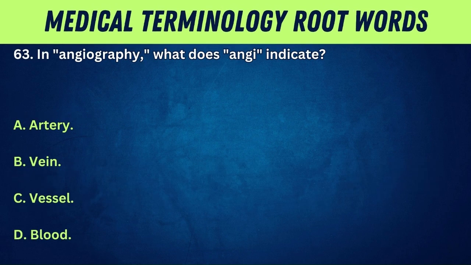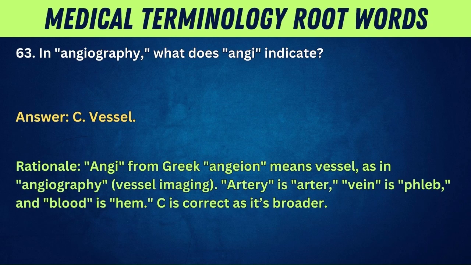63. In angiography, what does angi indicate? A. Artery. B. Vein. C. Vessel. D. Blood. Answer: C. Vessel. Rationale: angi from Greek angion means vessel, as in angiography, vessel imaging. Artery is arter, vein is phleb, and blood is hem. C is correct as it's broader.